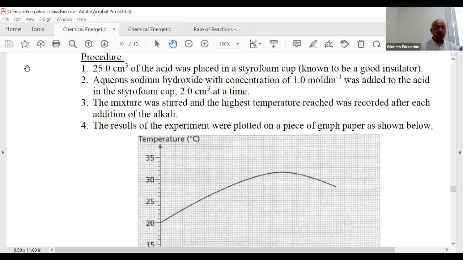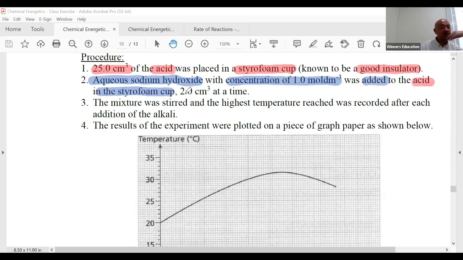Here we go. 25 cm³ of the hydrochloric acid that you're trying to find the concentration of was placed in a styrofoam cup, which is known to be a good insulator. Aqueous sodium hydroxide, they still use alkali to react with it. It has a certain concentration, which is really like volumetric analysis titration, and was added to the acid in the cup, 2 cm³ at a time, still using your burette. 2 cm³, stop. 2 cm³, stop. The mixture was stirred, and the highest temperature reached was recorded after each addition of the alkali. So after each 2 cm³.